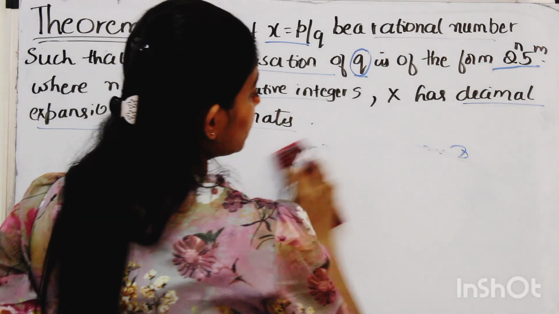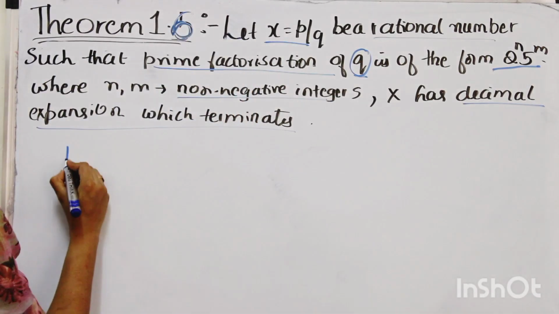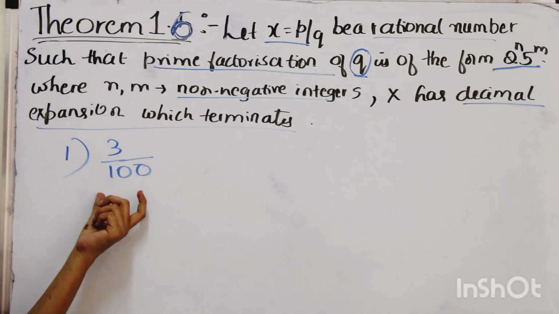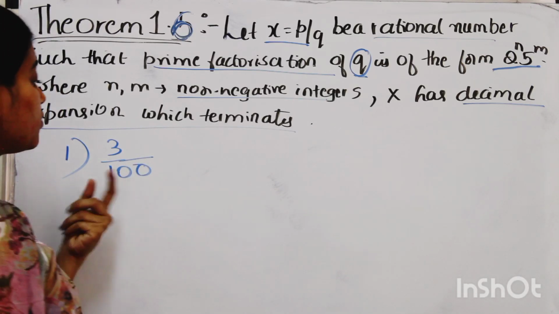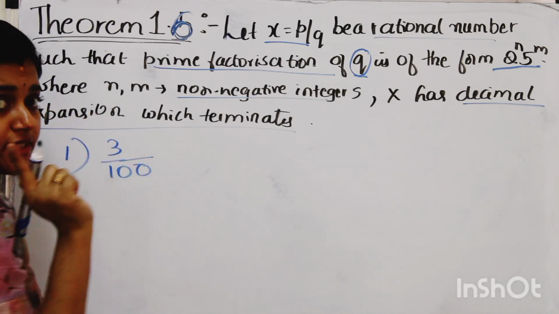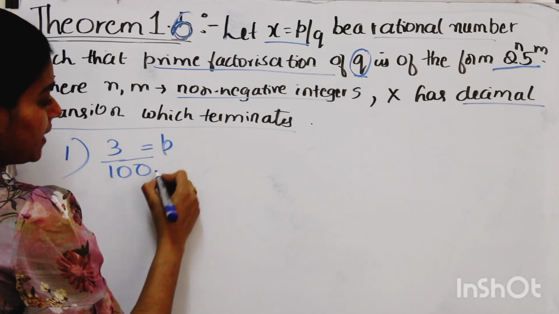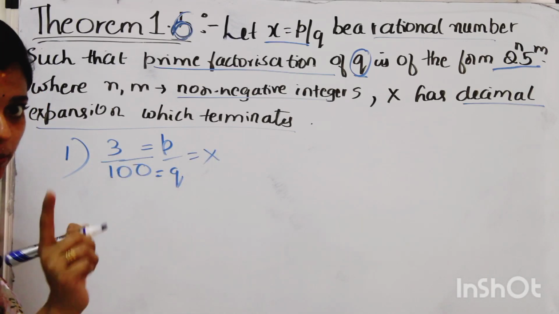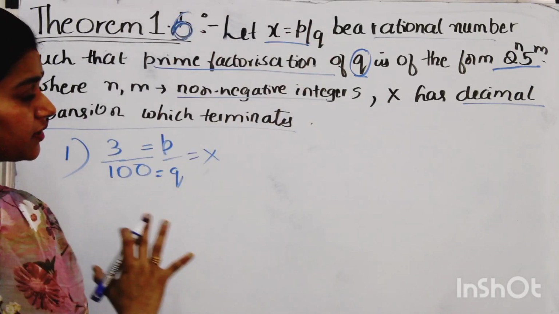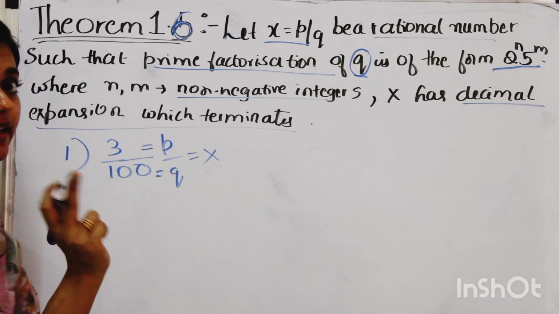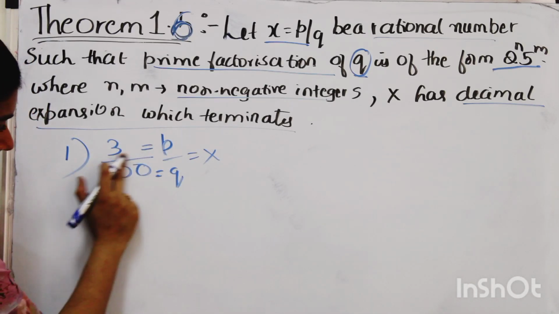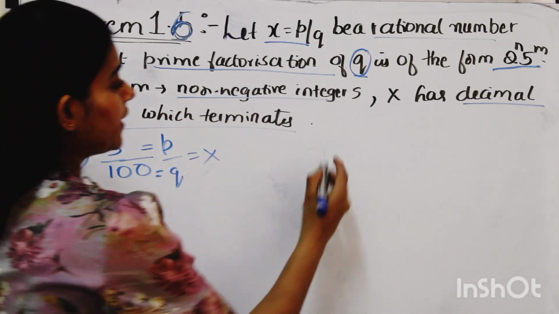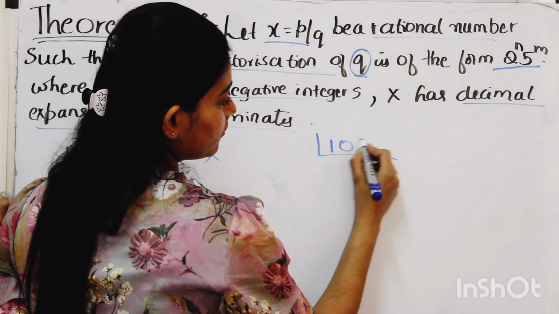So the difference is this one. Now let us take one example. Let us take 3 by 100. Here 3 is p, and 100 is q. We can say yes, 3 and 100 are co-prime because there is no common factor. All we took is the same condition. Now we have to check another condition, that the prime factorization of 100 should be in the form of 2 or 5. So let's check the prime factorization of 100.